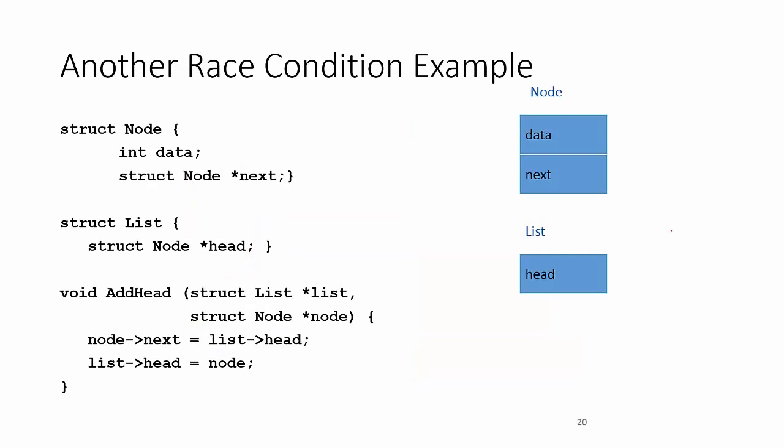Another kind of race condition is in this example when you have a singly linked list. You have a node which consists of a data element and a pointer to the next element. This is here. And you have the list itself, which is just a pointer to a head. Then you have a function add head here that takes a list and a new node to add, and you have the list head point to the node, and before that you take the list head and put it at the node's next pointer. So you put the new node at the front of the list, right?